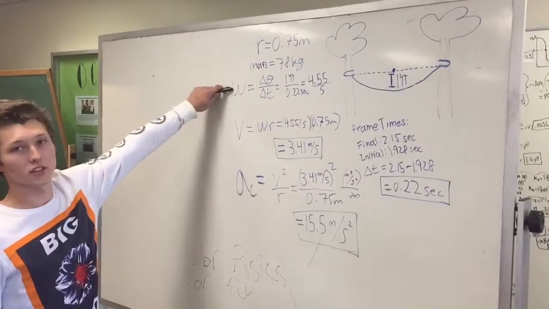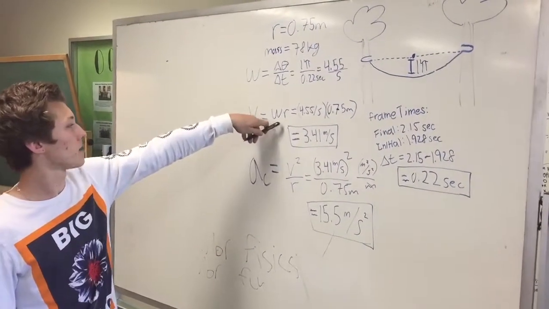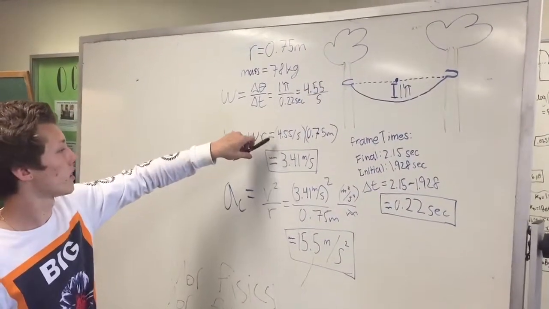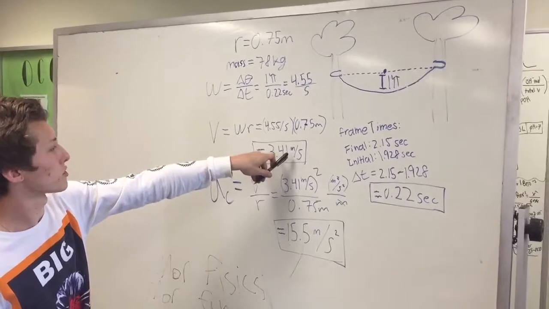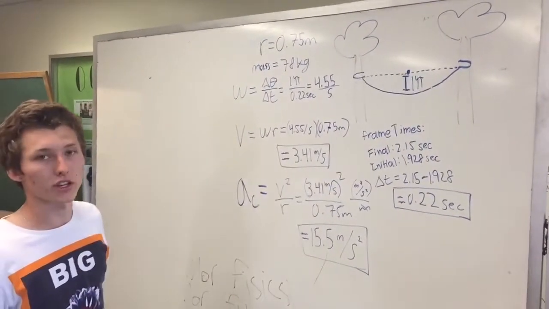Knowing our angular velocity, we can calculate our linear velocity. We know that our angular velocity times the radius of our half circle will give us not only our answer, but the correct units, meters per second. And so when you multiply that out, we got about 3.4 meters per second.